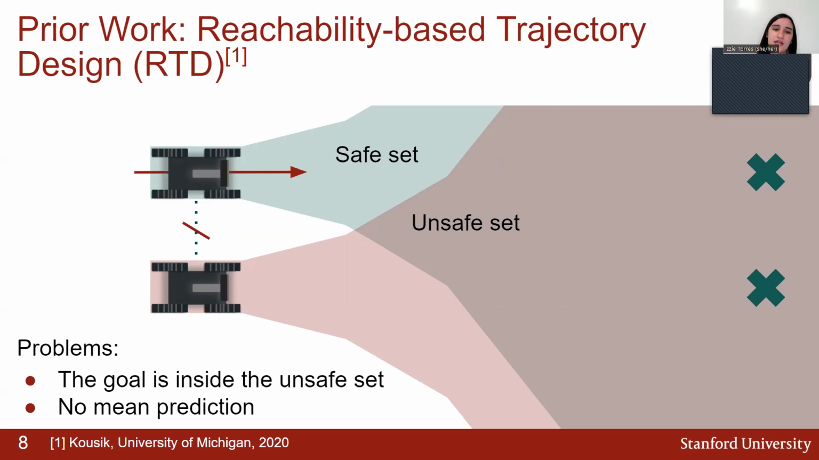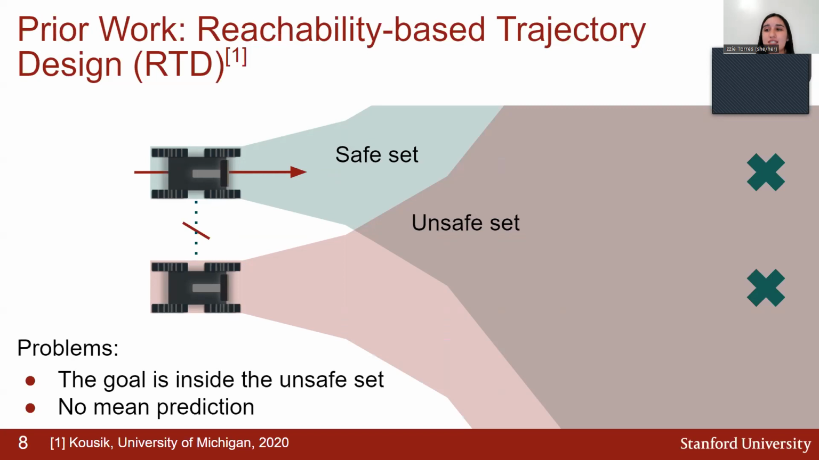So that set of states it can reach creates this unsafe set of states that both agents could reach, but where a collision could occur. Then there's also the safe set, which is the set of states that the first rover can reach, and it would be fine if it navigated there because it would not be at risk of colliding with the other rover.